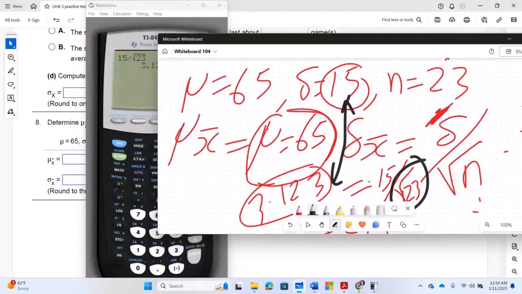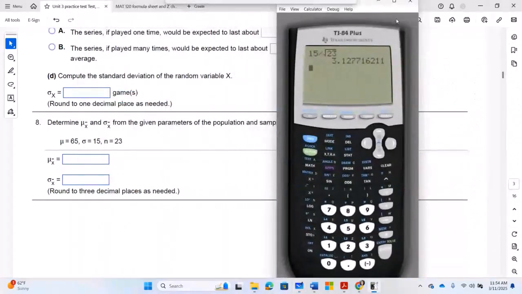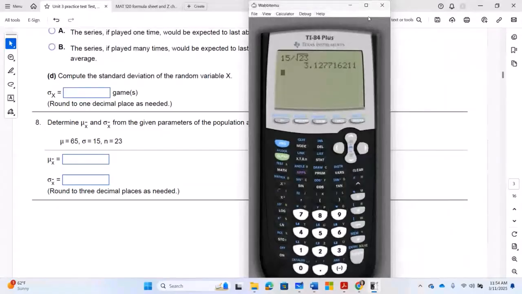Okay, so I have answered question number 8, and that is a question in 8.1.